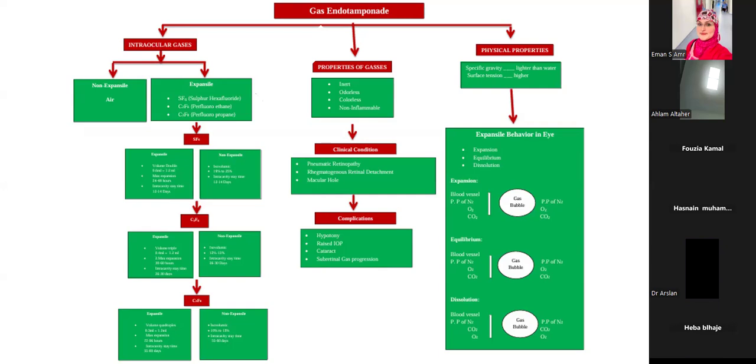It involves three phases: expansion, equilibrium, and dissolution. The expansion phase is when the partial pressure of the nitrogen, oxygen, and carbon dioxide in the blood vessel is more as compared to the gas injected in the cavity. The equilibrium is where the partial pressure of the nitrogen, oxygen, and carbon dioxide in the gas bubble and the blood vessel becomes equal. And in the dissolution phase, the partial pressure in the gas bubble is increased, and it starts sending it out.